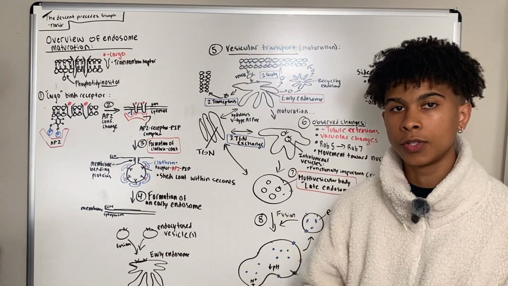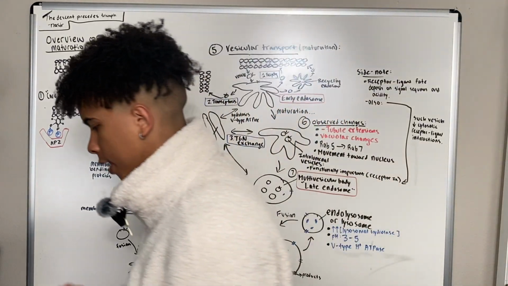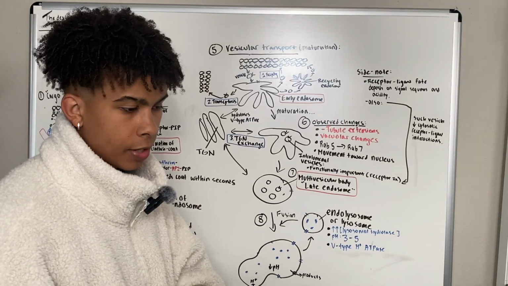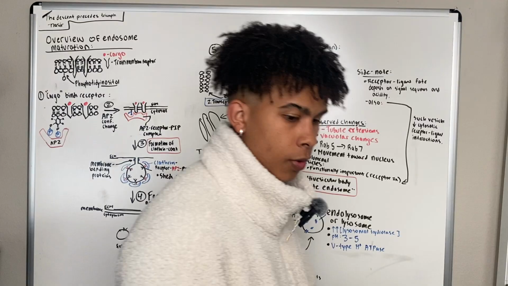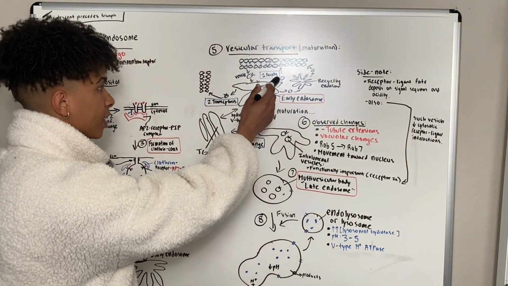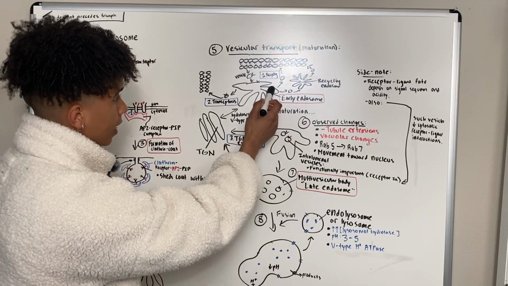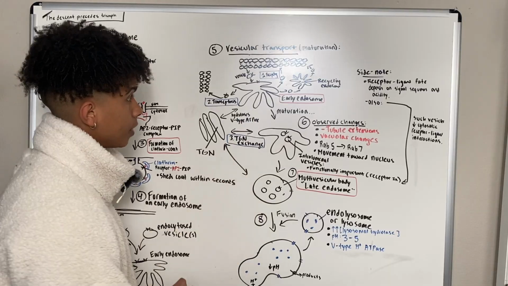To move on, we are going to discuss step number 5, which is vesicular transport, and that just refers to the different routes that these actual vesicles and their contents can take upon budding from the actual early endosome. So as we observe here, we can have recycling that occurs, so actual budding from the early endosome. Notice that these buds actually arise from the tubule projections, okay?